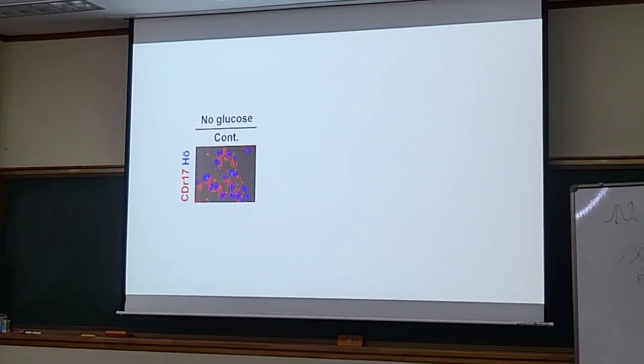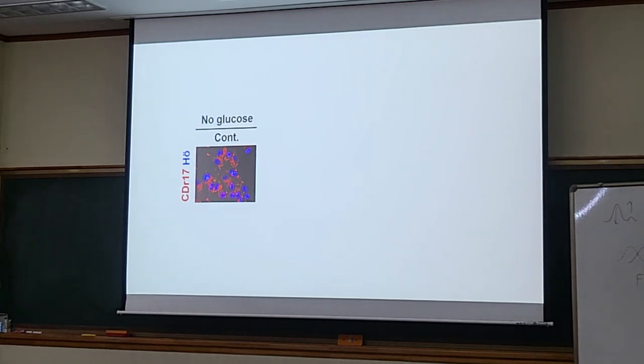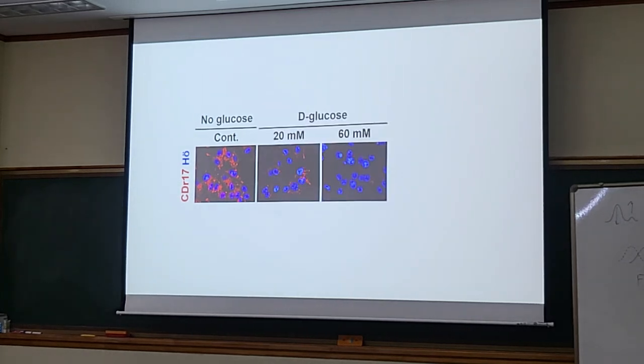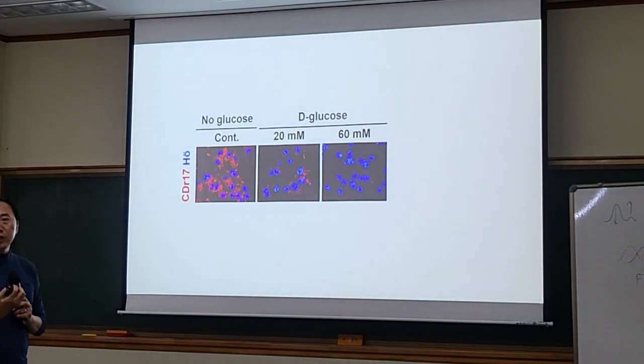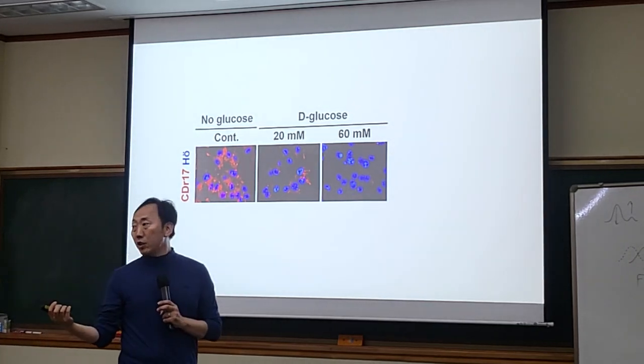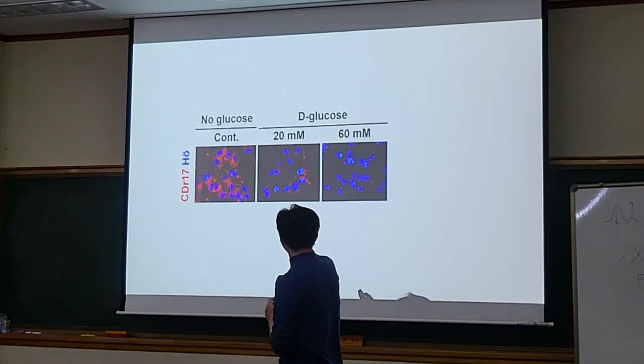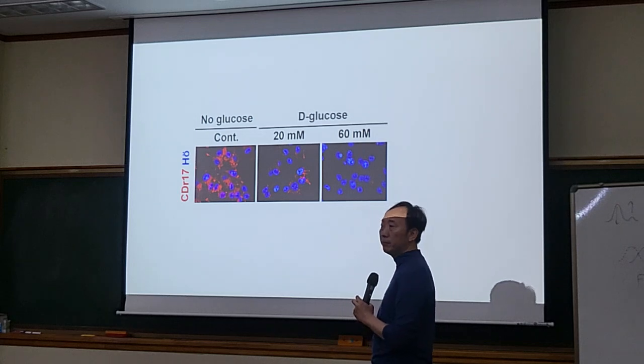First, to prove whether it is really taken up by GLUT, we analyzed by adding an excess amount of glucose. If it really goes through the glucose transporter, it should compete with the natural glucose. If you add more glucose, it seems they compete out.